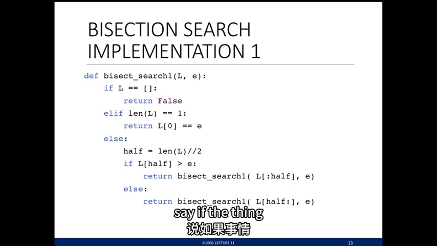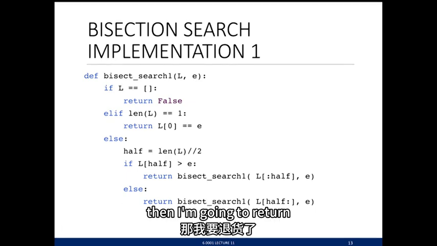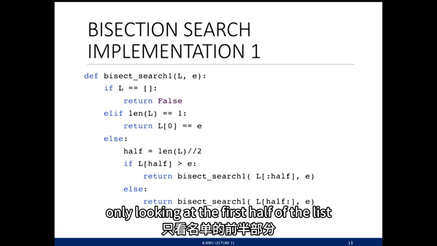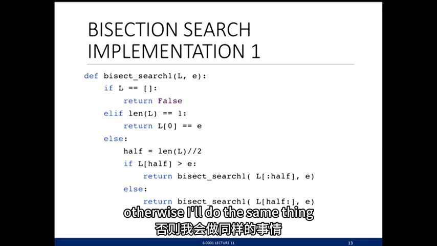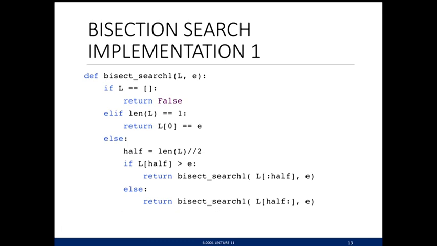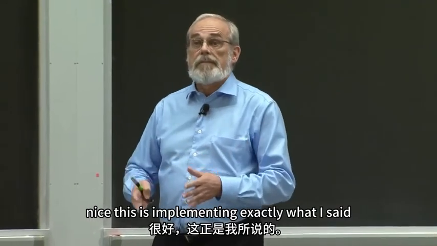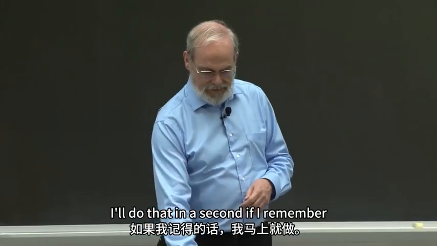In particular, say if the thing at the midpoint is bigger than the thing I'm looking for, then I'm going to return a recursive call to this function, only looking at the first half of the list. I'm just slicing into it. Otherwise, I'll do the same thing on the second half of the list. Nice. This is implementing exactly what I said. We could actually try it. I'll do that in a second if I remember.